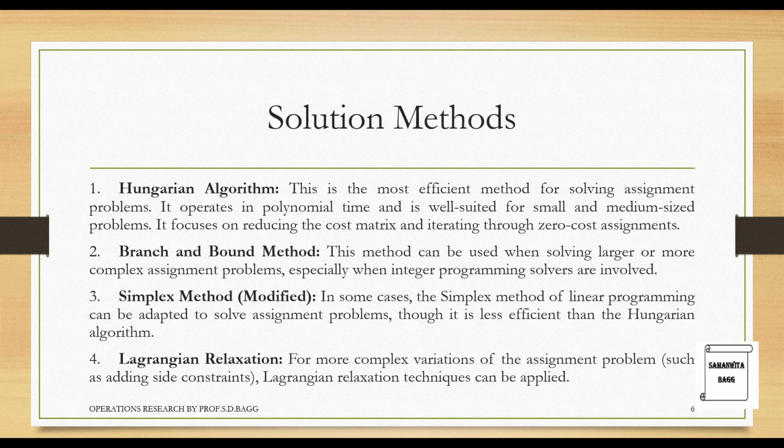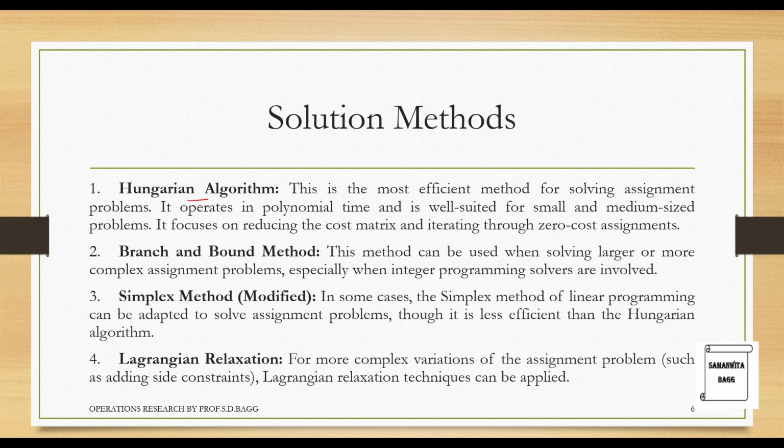Now we are going to use this technique, that is the Hungarian algorithm, for solving the assignment problems, which will be starting from the next session onwards. So here we are going to assign one task to one worker. This method is basically used when you want to reduce the cost matrix and you have to iterate through zero cost assignments, which means you would want to give some value to your assignments.